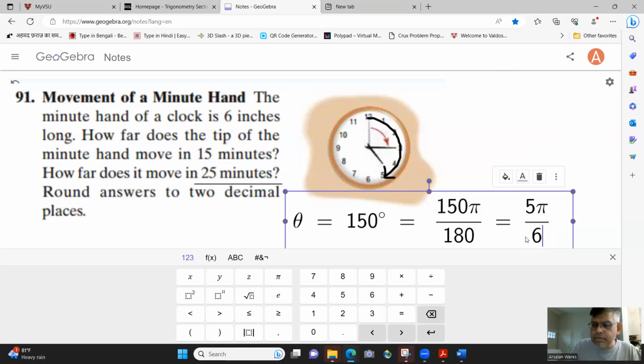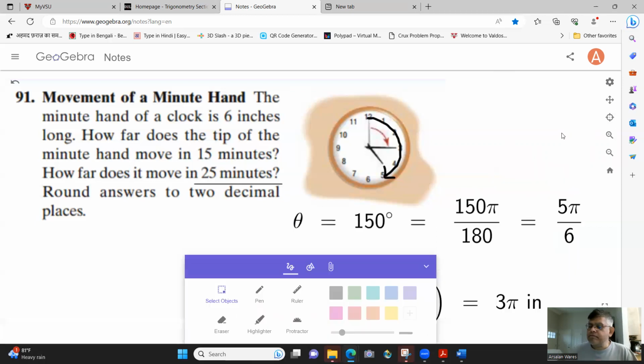Let me double check. Make sure I didn't mess up. 150, I cancel the zeros. I cancel the zeros. And 15 divided by 3 is 5. 18 divided by 3 is 6. So that sounds about right. Okay, easy. Not really that bad.